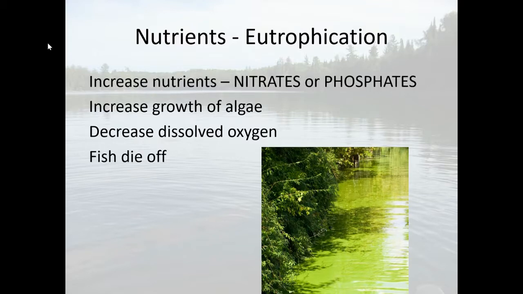In the picture on the right, you can see a eutrophic, green scummy mess. When eutrophication happens, algae increases its growth rate, and so do other plants. Then we have decreased dissolved oxygen, which is the oxygen dissolved in the water, and the fish will literally just die off because there's no oxygen.